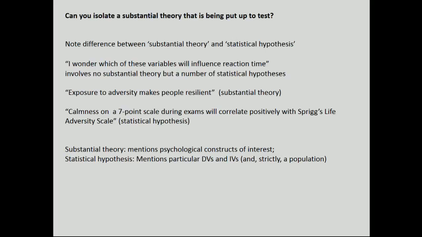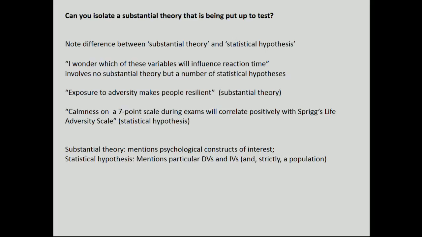Now, when you have a substantial theory and you're going to test it, you will in the end convert it into something like a statistical hypothesis. Like, in order to test exposure to adversity makes people resilient, you might measure resilience by, say, measuring calmness on a 7-point scale while people are taking exams. And then you see if that correlates with Sprig's life adversity scale. And that's a statistical hypothesis.